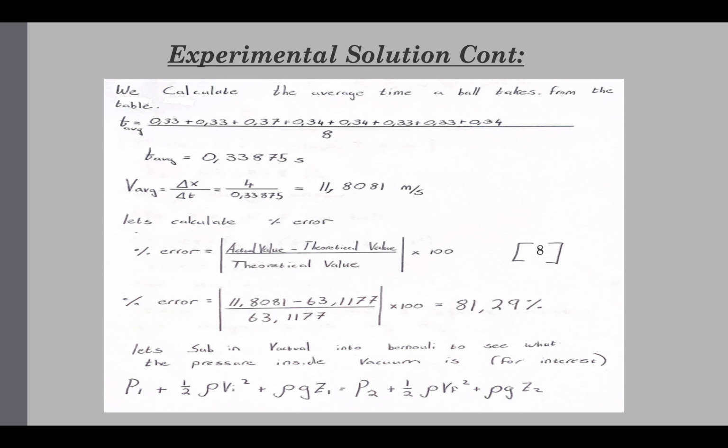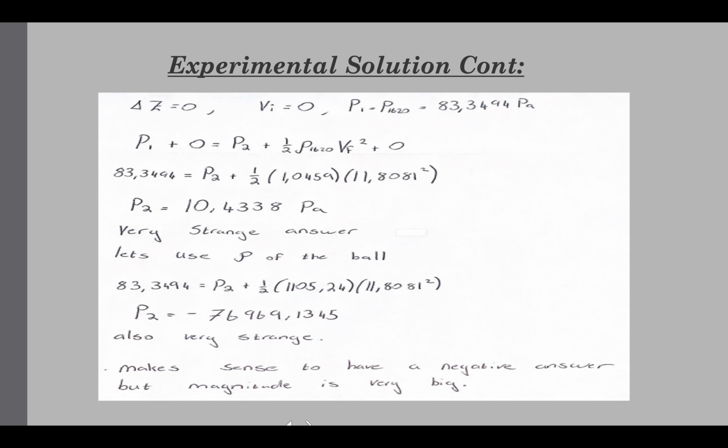We used those 8 recordings to calculate the average time it would have taken a ball to go through. We used this time and the displacement of 4 meters to calculate the average velocity of 11.8081 meters per second. We then used this value and the theoretical value achieved in the beginning of the presentation to calculate the percentage error.